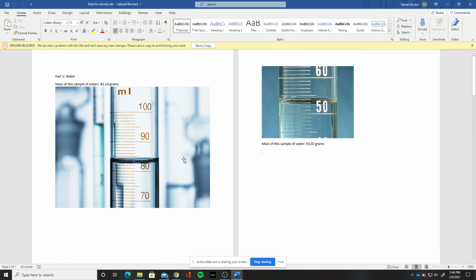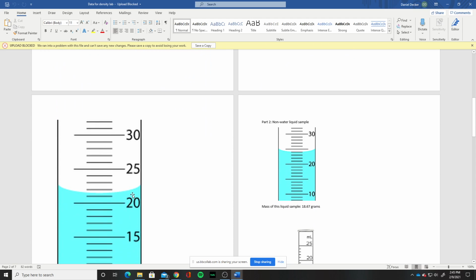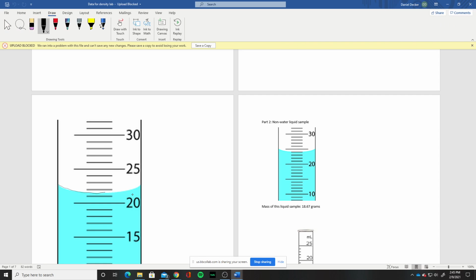Just to remind you also, when you're reading volume from a graduated cylinder, you're always reading from the bottom of the meniscus. You notice here how it kind of dips down like that. It's not flat. Water does that in real life. If you put water into a glass tube, it forms this meniscus shape, this curved shape. And you will read from the bottom of that meniscus. That is where you make your measurement, the bottom of that meniscus.